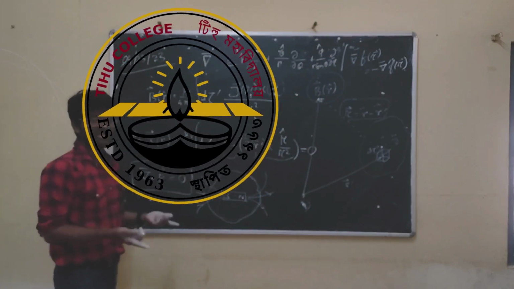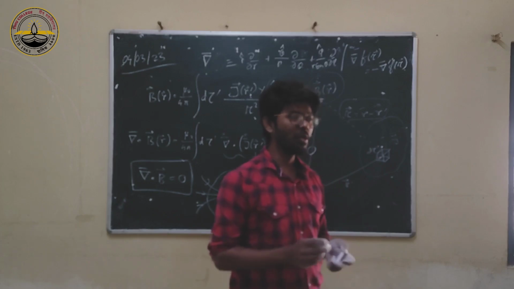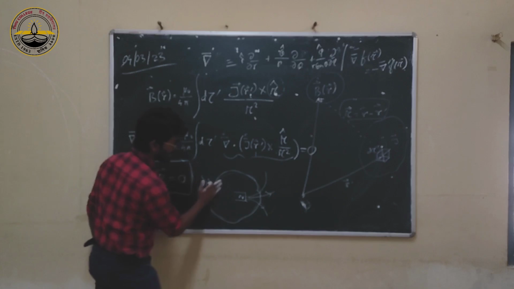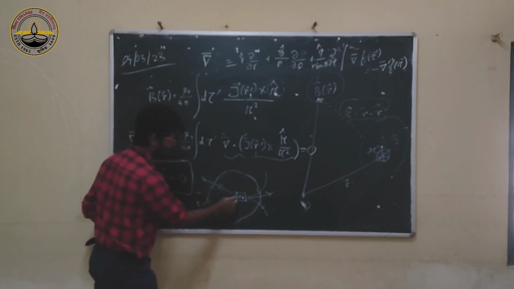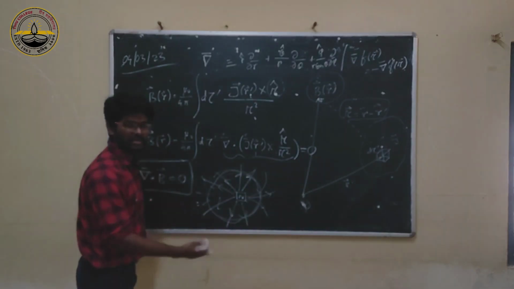Divergence of magnetic field is 0. Which means what? There is no magnetic monopole. Imagine you had only a North Pole, a magnet that has only a North Pole. What would happen? Just magnetic field would come out in all directions from it, and then you would have some divergence.